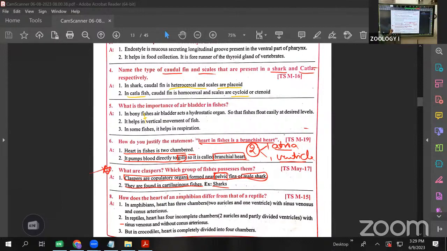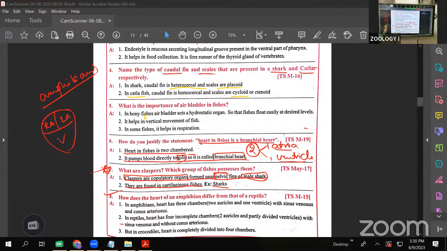Next one: how does the heart of the amphibian differ from the reptile? All of you know this one. We discussed the structure of the frog heart. The frog heart has only three chambers. Frog means amphibian. Amphibians have a heart with three chambers: the right atrium and the left atrium, and only one ventricle. This is about the amphibians.